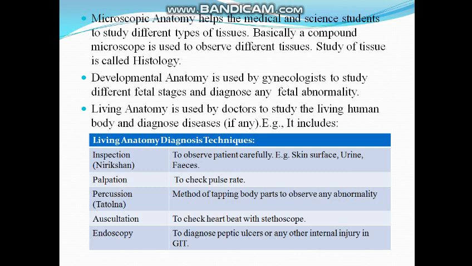Next technique is palpation. This technique is used by the doctor to check the pulse rate. Percussion. The meaning of the percussion is tapping. It is a method of tapping body parts to observe any abnormality. Auscultation is a technique to check the heartbeat with stethoscope. Endoscopy is used to diagnose peptic ulcers or any other internal injury in the gastrointestinal tract, which we also call GIT.